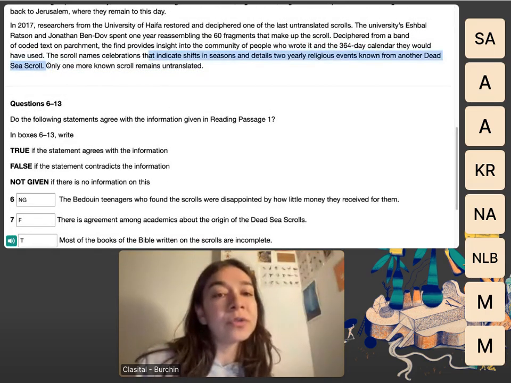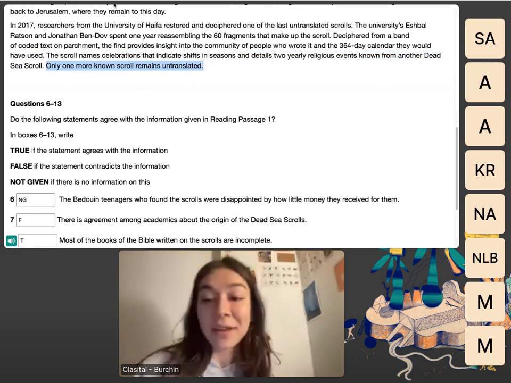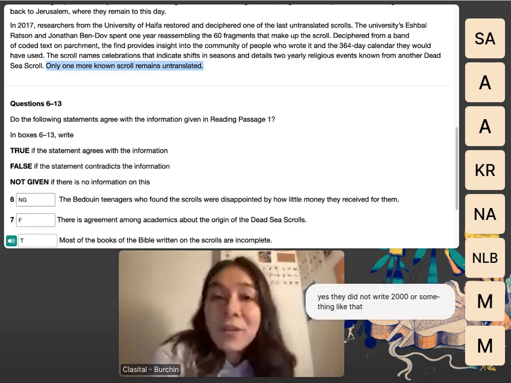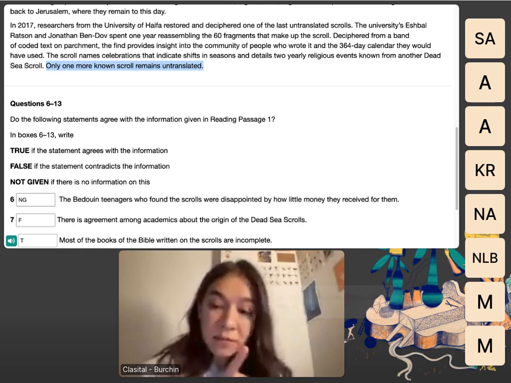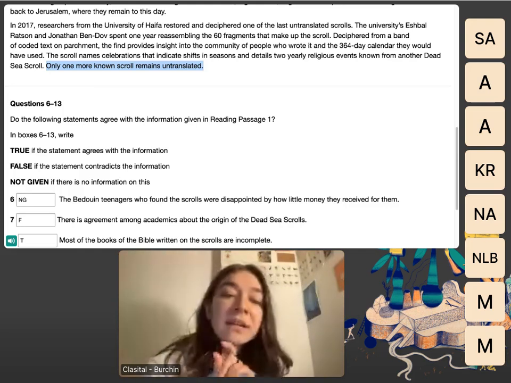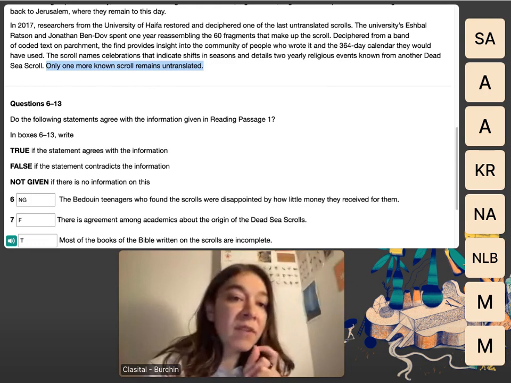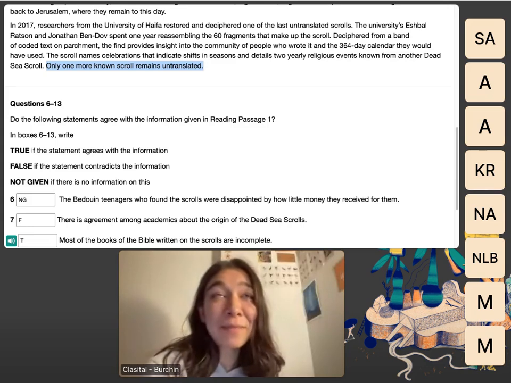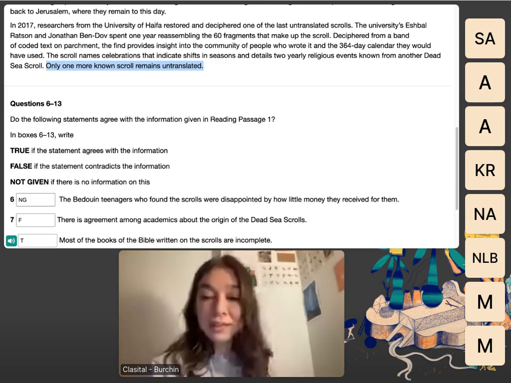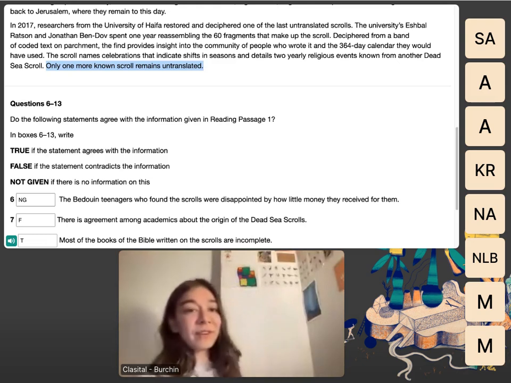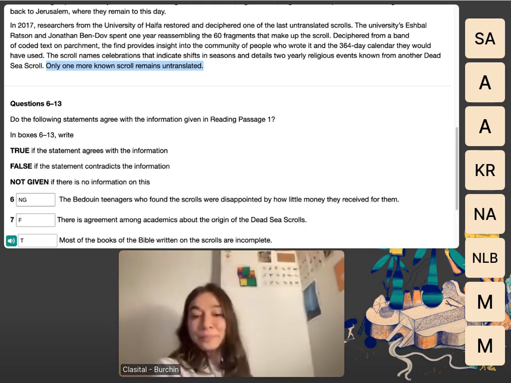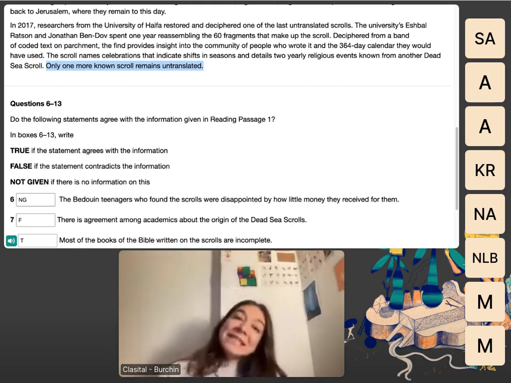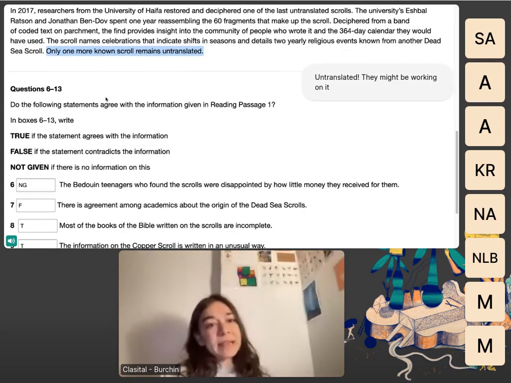Only one more known scroll remains untranslated, but we don't know if they are trying to translate it or not. It just says there is one. They're just saying there is one scroll that remains untranslated, but we don't know. Maybe no one wants to do it, so it will remain untranslated. We don't know if they are working on it or not. So it is not given. So these are my answers.